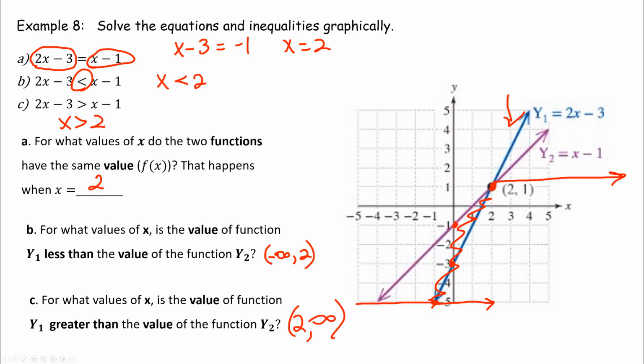So this is just talking about the relationship between the algebraic point of view and the geometric point of view. You can look at these things in more than one way.